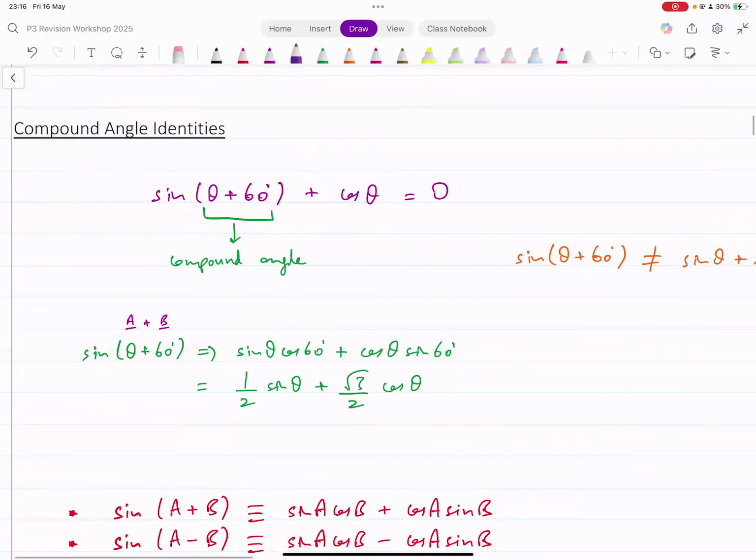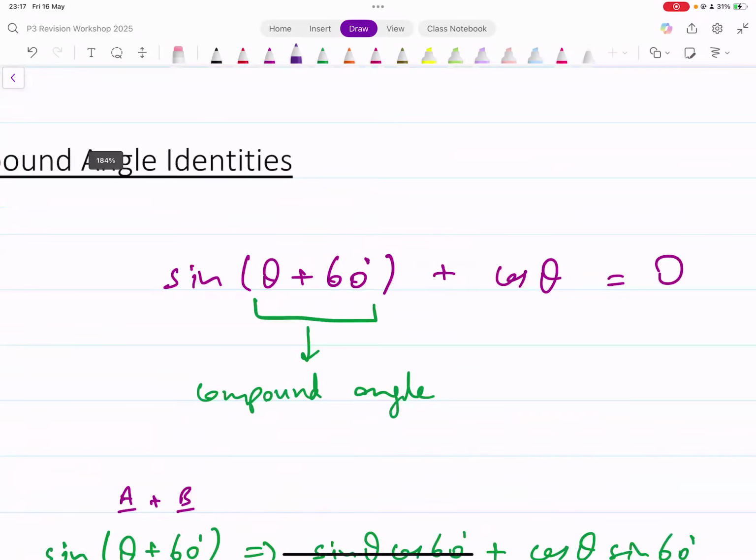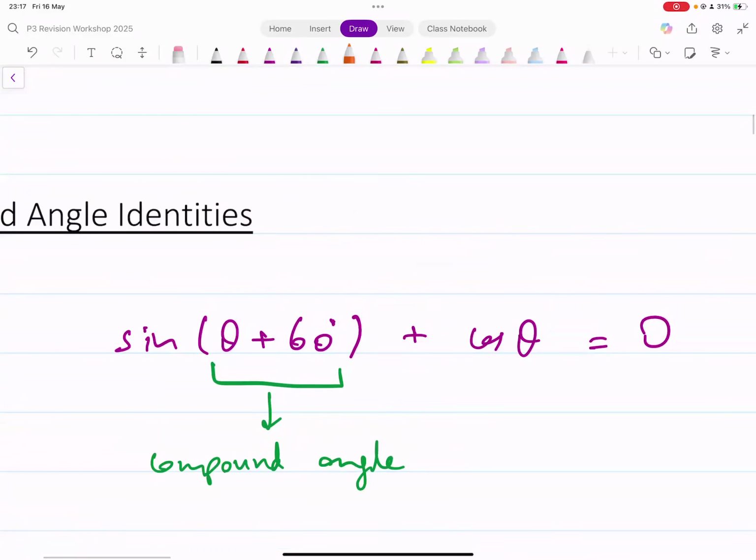Then we have some more identities. So first of all, we've got compound angle identities. Now, what are compound angles? Let's say you have an equation that looks like this. Sine of theta plus 60 plus cos theta equals 0. How do you solve this equation?